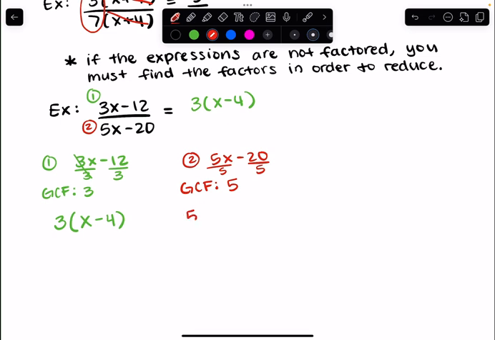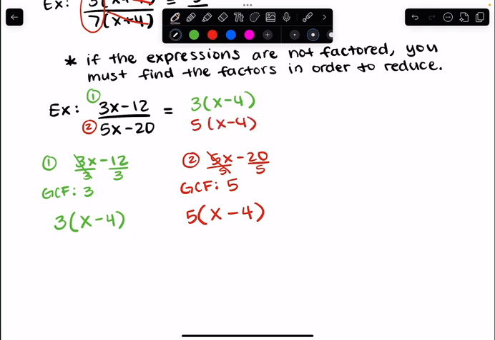And so again, the 5 comes out here, and we just simplify. 5 divided by 5 is just 1, and you're left with x. And then 20 divided by 5 is 4. So that's what's going to go on the bottom. So 5 times x minus 4.